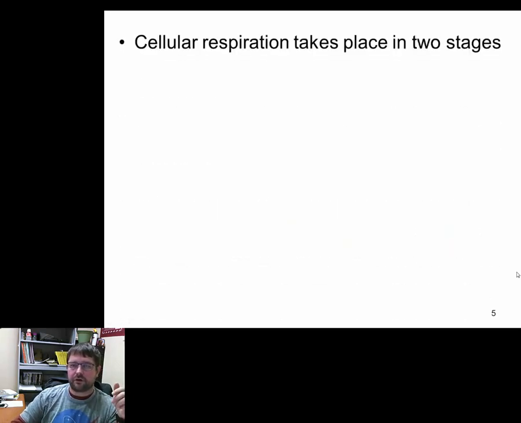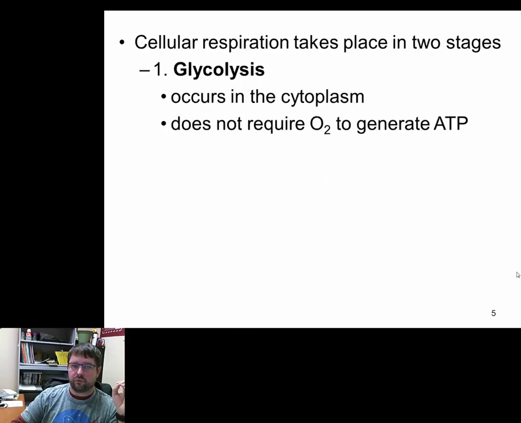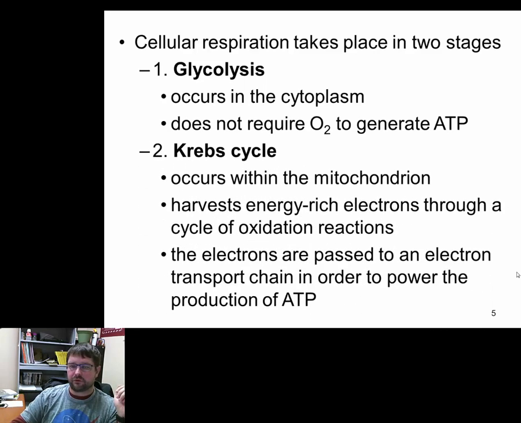So cellular respiration in general takes place in two main stages. One, glycolysis, and that's what we're going to talk about mainly here. And the other one is the Krebs cycle. Now, glycolysis occurs in the cytoplasm of the cell, or the cytosol of the cell. And no oxygen is required for glycolysis to occur. It generates ATP from the breaking down of a single glucose molecule.